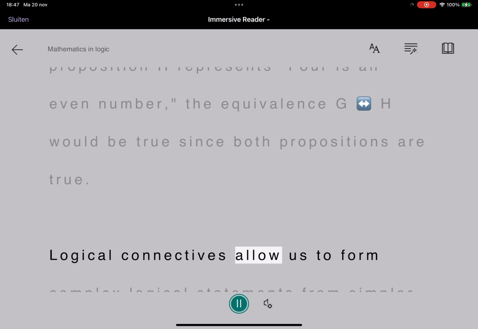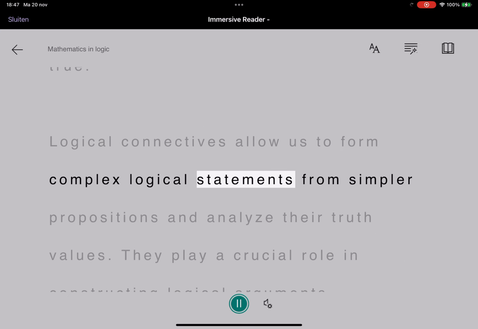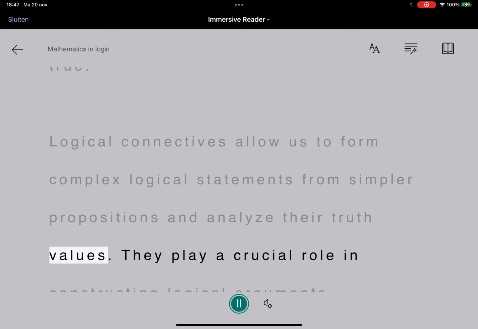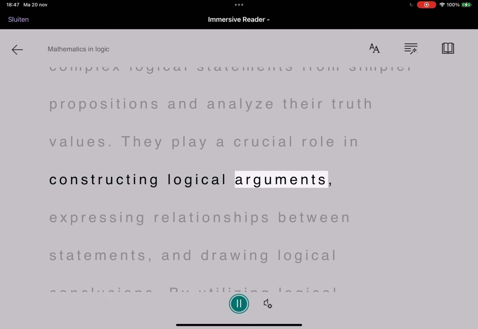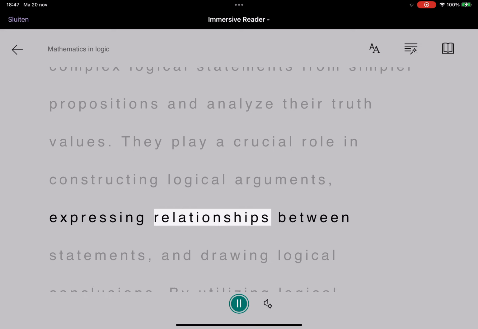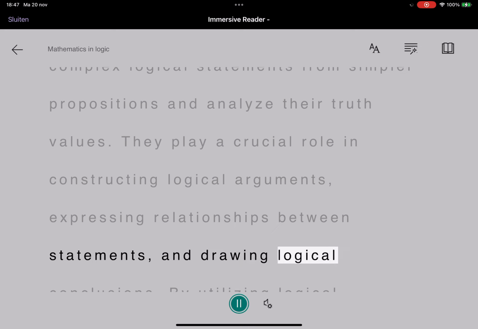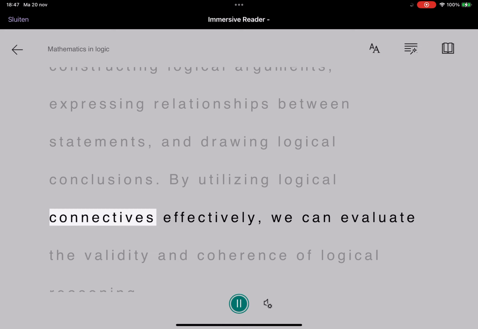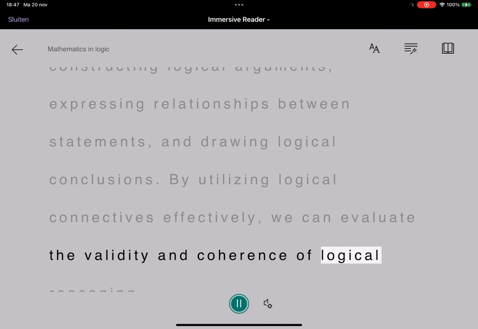Logical connectives allow us to form complex logical statements from simpler propositions and analyze their truth values. They play a crucial role in constructing logical arguments, expressing relationships between statements, and drawing logical conclusions. By utilizing logical connectives effectively, we can evaluate the validity and coherence of logical reasoning.